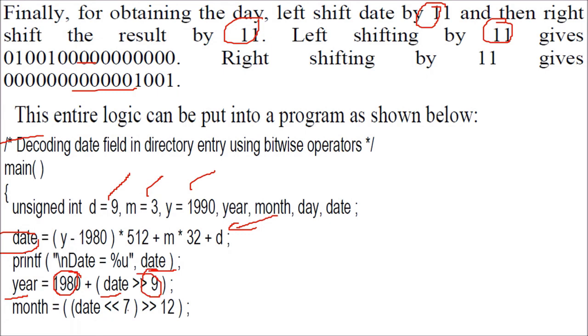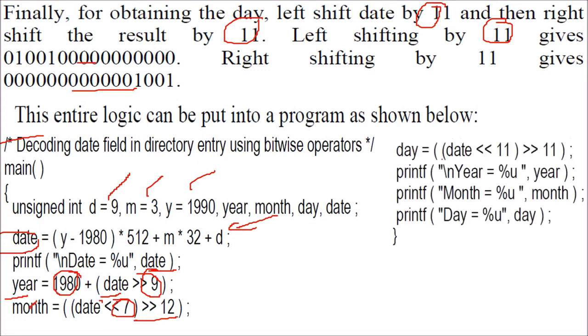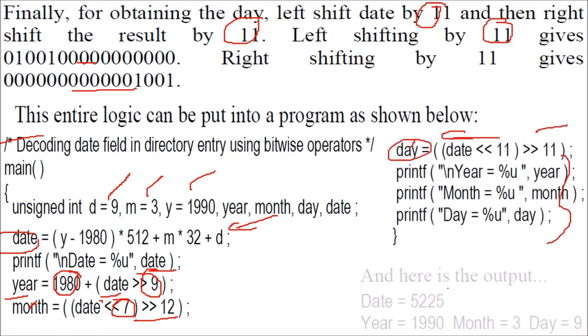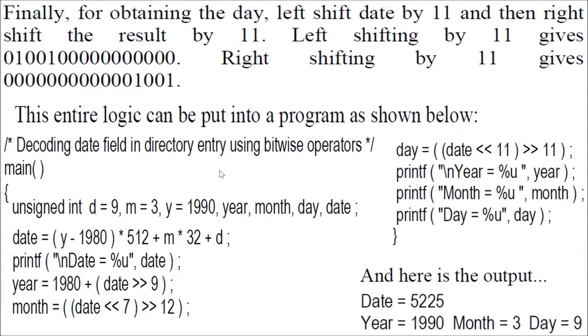Then you can shift the date left by 7 bits, and then the result should be shifted right by 12. This is your month. Similarly, the date can be shifted 11 on the left, and then 11 on the right, you get the day, and you can just print it. So this is the sample run of this logic.